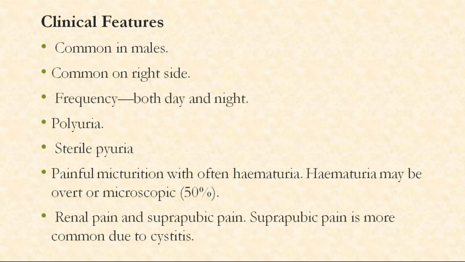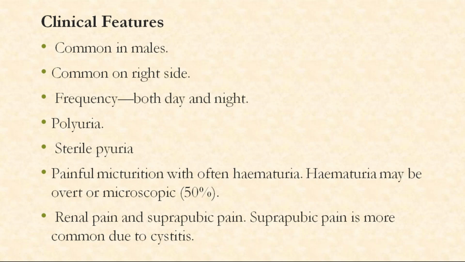So what are the clinical features? It is commonly seen in male patients rather than female. The right side is more common than the left side. Patient may develop frequency of micturition throughout the day, both day and night time. Polyuria, so the patient passes more urine. When you culture this urine, no bacteria can be seen. That is called sterile pyuria.